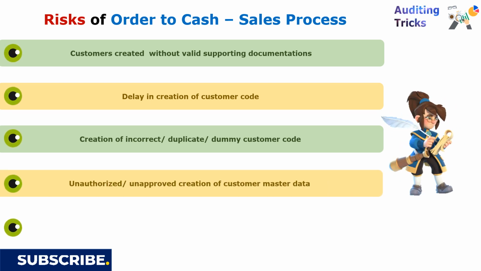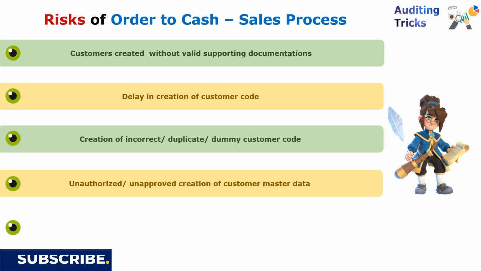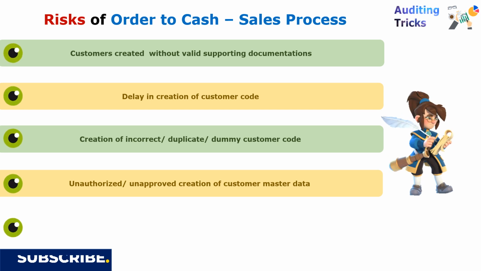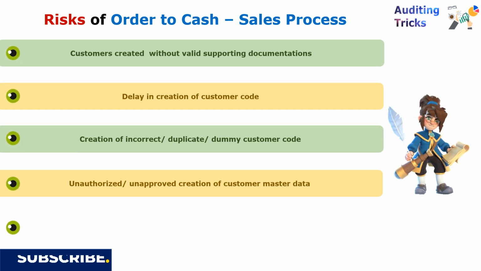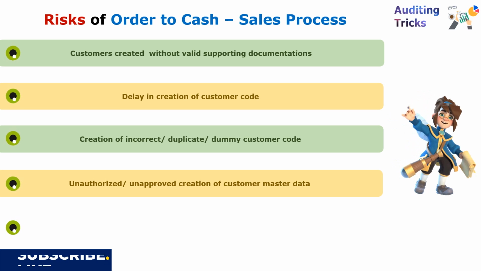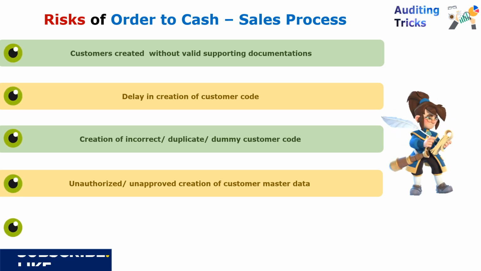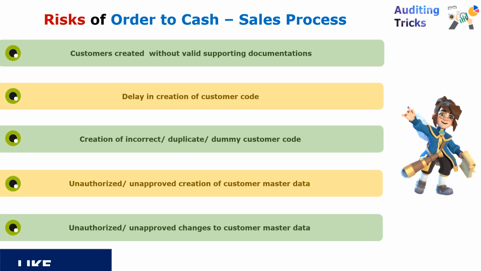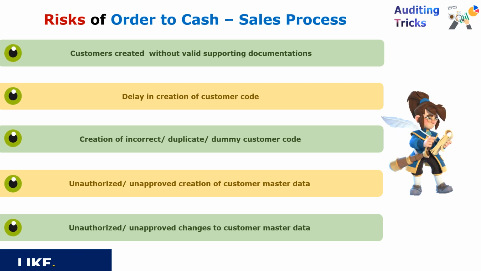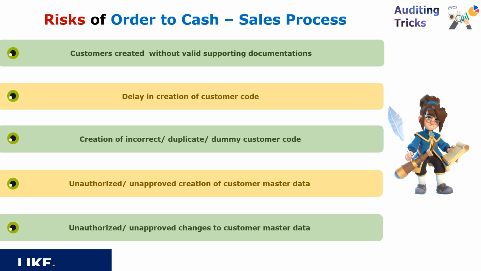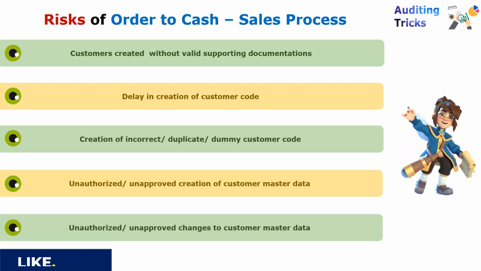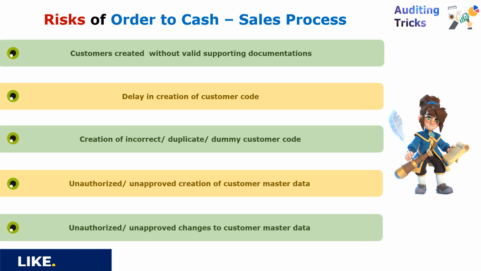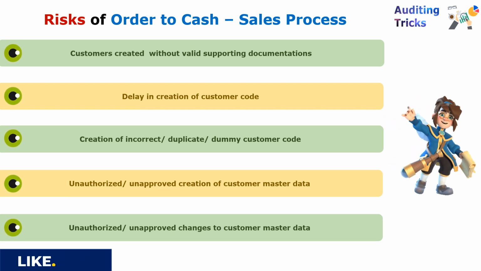The next is unauthorized or unapproved creation of customer master data, where we need to ensure that the customer master is created only after obtaining proper approvals, and it could be rated as a fraud risk and high rated risk. Next is unauthorized and unapproved changes to the customer master data. Here we need to ensure that the access rights for creation and modification in customer master data is restricted to specified employees only. It is not a fraud risk and it can be rated as a medium risk.